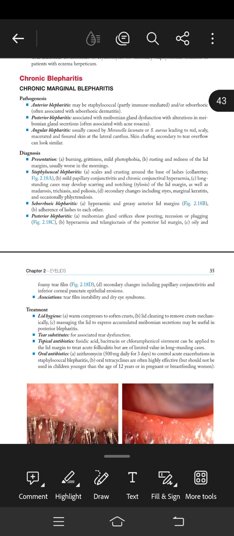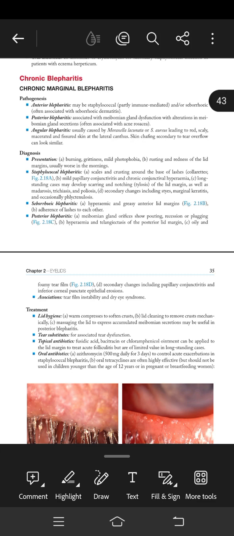So these are the pictures of the blepharitis. Chronic marginal blepharitis. A is for staphylococcal blepharitis, B is for the matted lashes of seborrheic blepharitis, C is for meibomian gland dysfunction with the oily orifices, and D is for the foamy tear film.